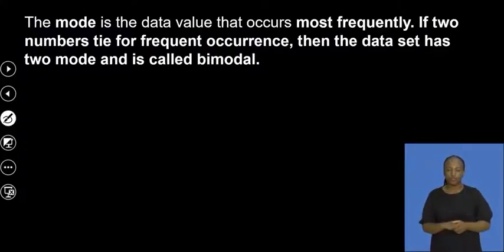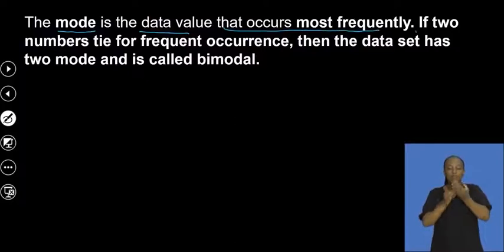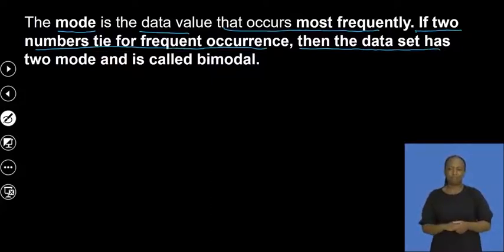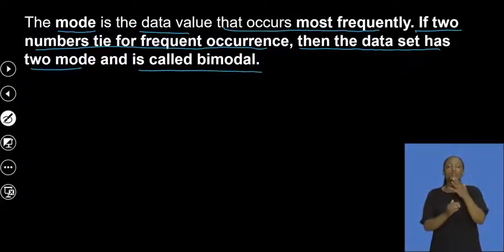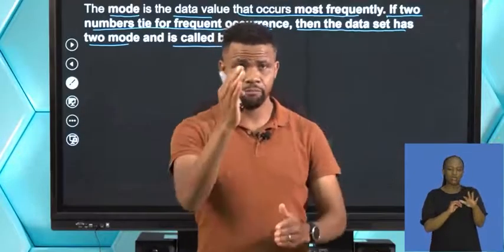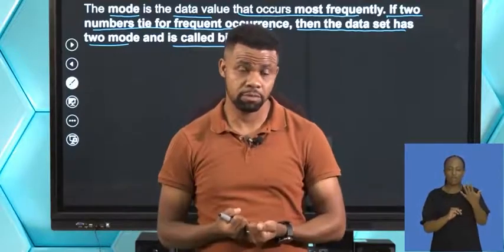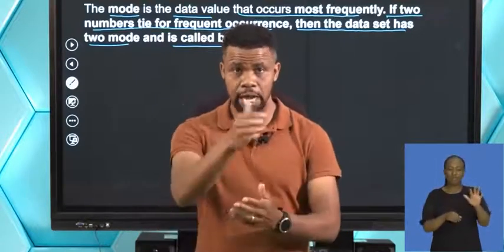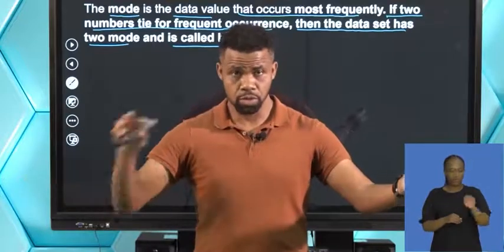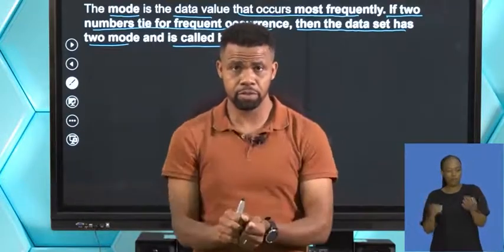The mode is the data value that occurs most frequently. If two numbers tie for the most frequent occurrence, then the data set has two modes and is called bimodal. So if you have a set of data, I have 5, 5, 1, 3. 5 is the mode because 5 is the most occurring. I have 5 and 5 occurring the most.